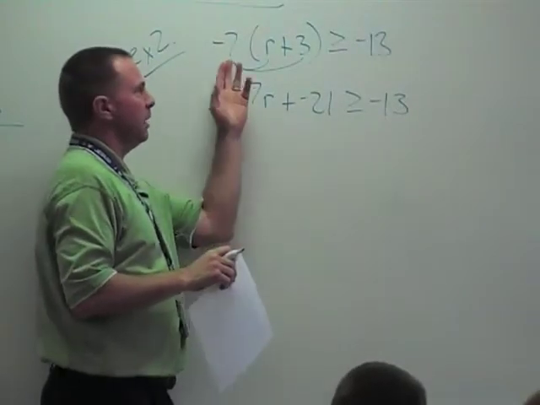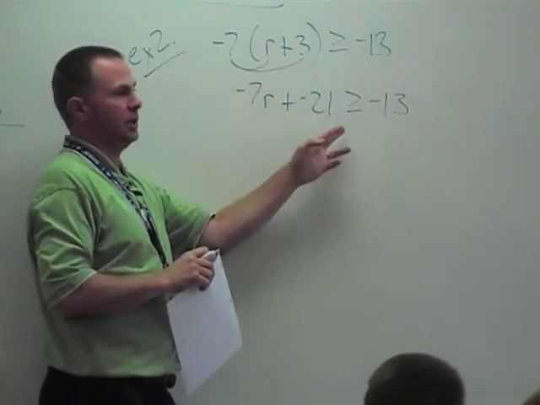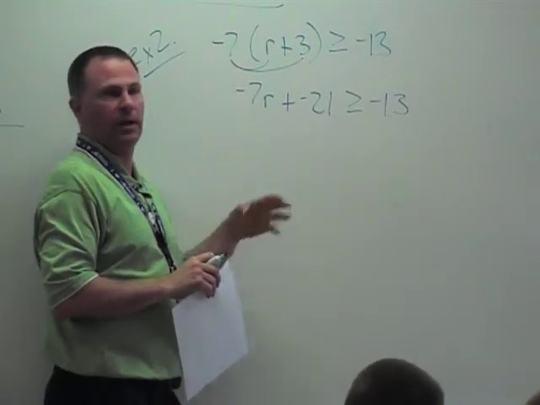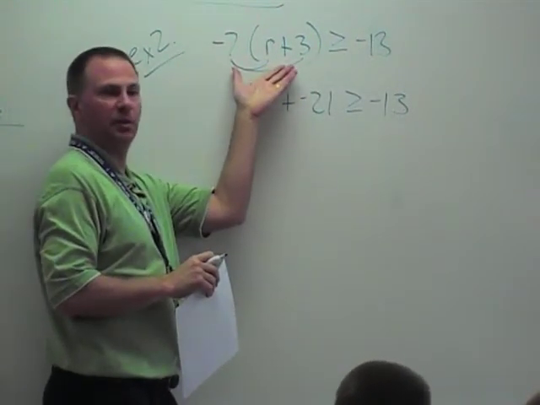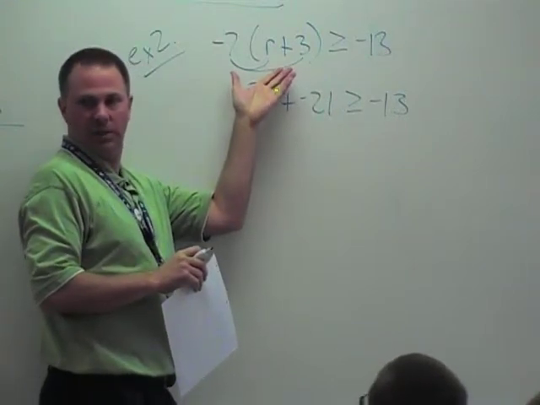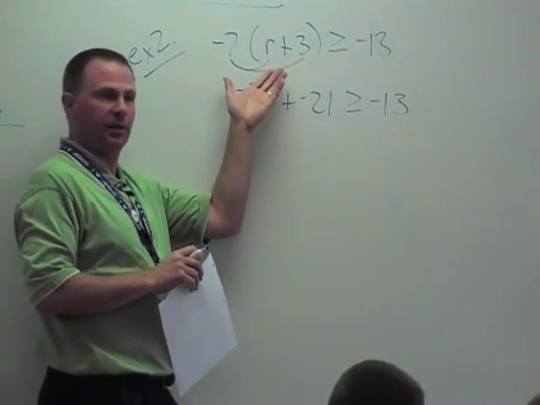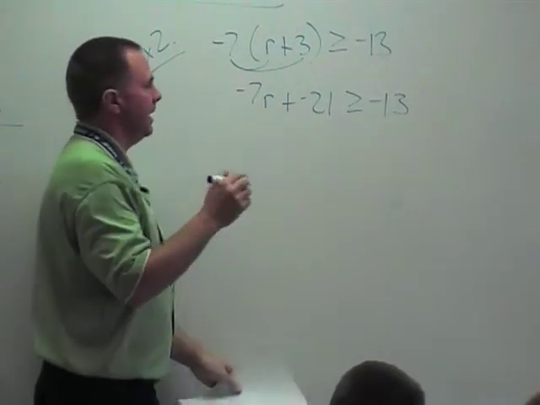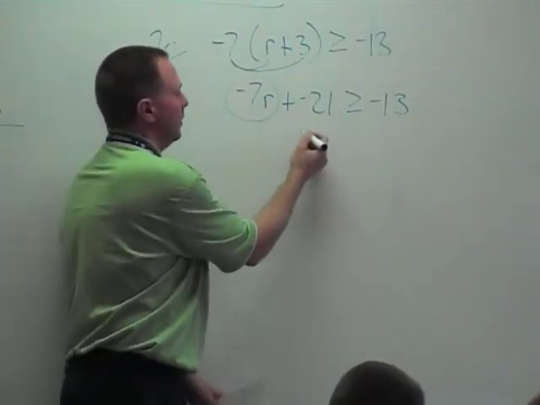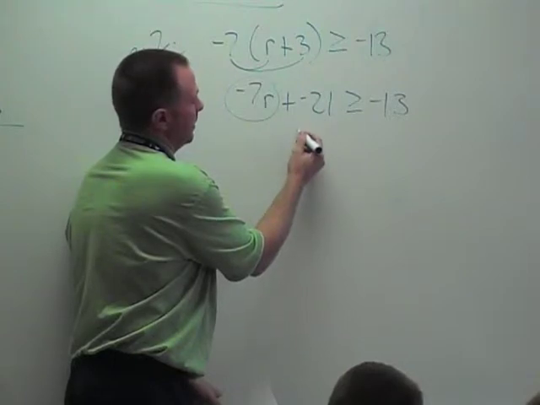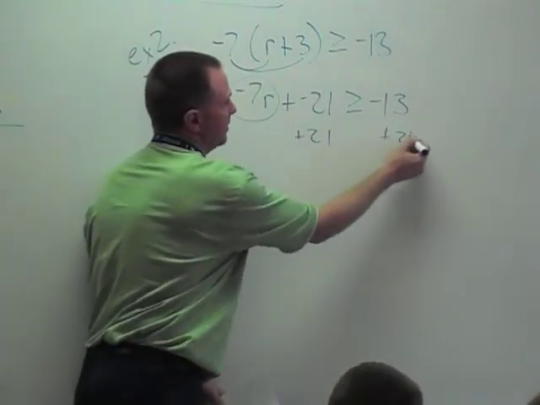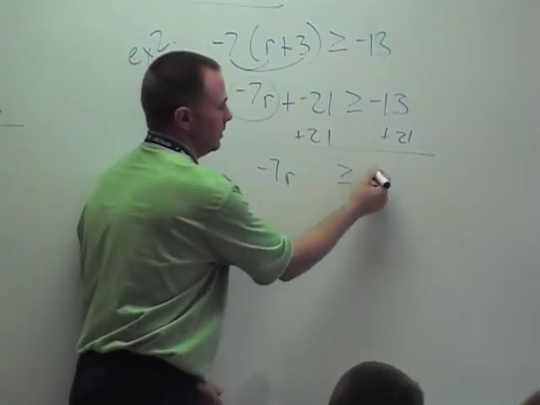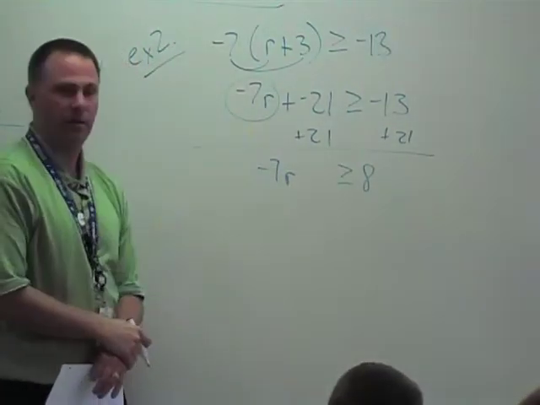Now if you say, well, you multiplied by a -7, why did you change the direction? Well, it's only when you're doing it to the whole equation. Right now, all we're doing is simplifying this parentheses. Do you understand the difference? Anybody not understand? Okay. Now, this is the term I'm solving for. I'm going to add a positive 21 to both sides. So -7r is greater than or equal to positive 8.